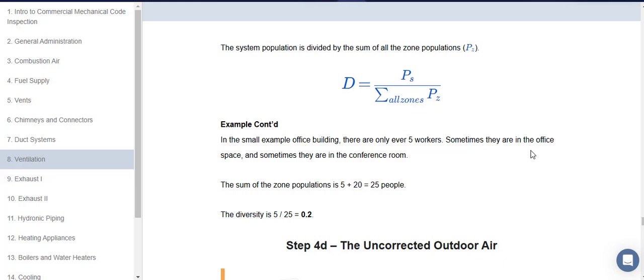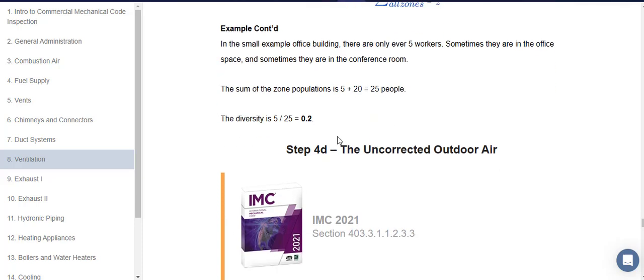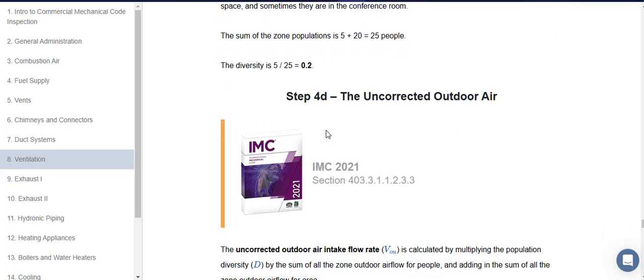Sometimes they are in the office space and sometimes they are in the conference room. The sum of the zone population is 5 plus 20 equals 25 people. The diversity is 5 divided by 25 equals 0.2.